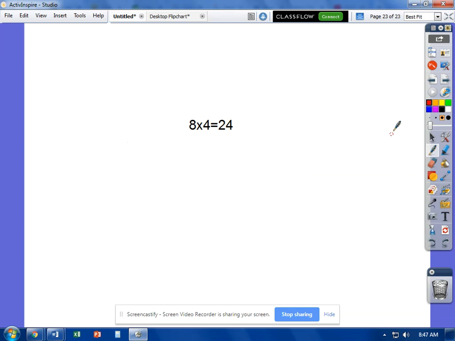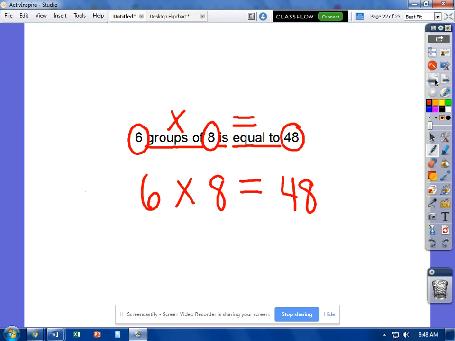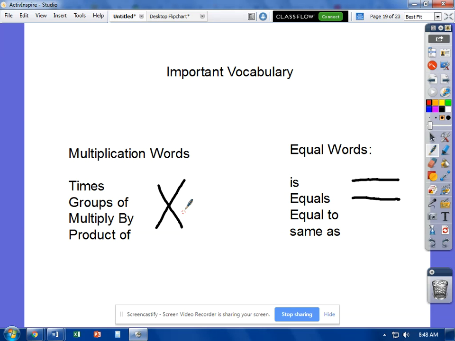Now let's do one example where we're going from the number sentence to a word sentence. So I see 8 times 4 equals 24, and I've got to put that into a multiplicative sentence, a multiplicative equation. To do that, the first thing I'm going to do is write my number 8, my number 4, and my number 24. Then all I have to do now is pick any of my secret code words from the first slide and put it in. First I'm going to look for a secret code word that means multiplication. So let's go back. I can use times, I can use groups of, I can use multiply by, I can use product of. So let's go ahead and use groups of today, that's what I want to try.